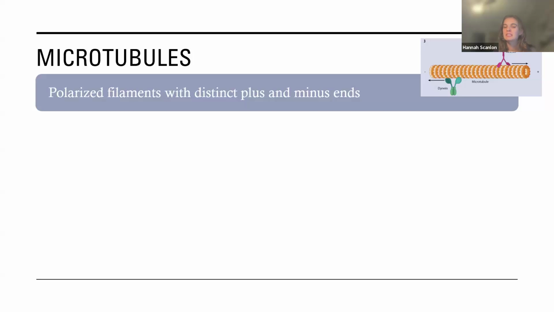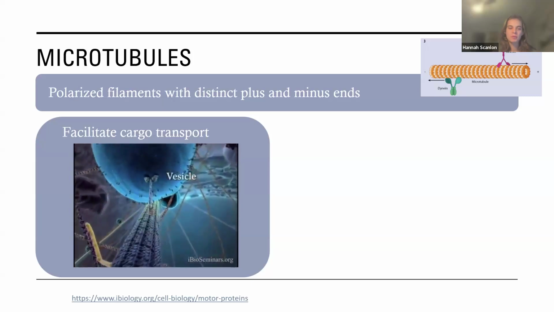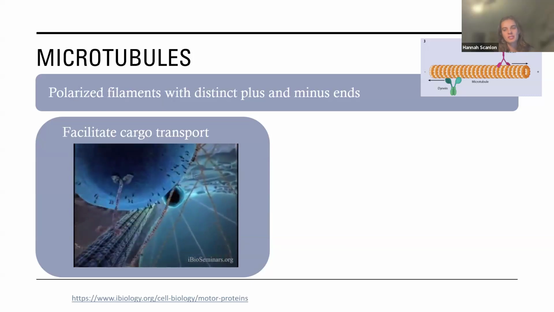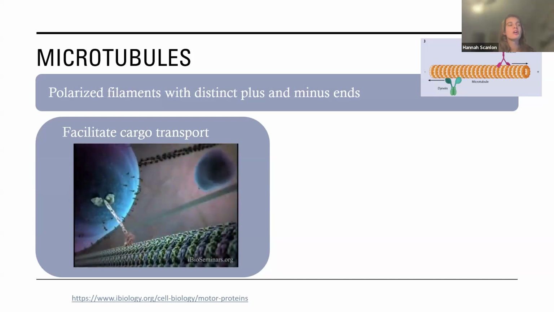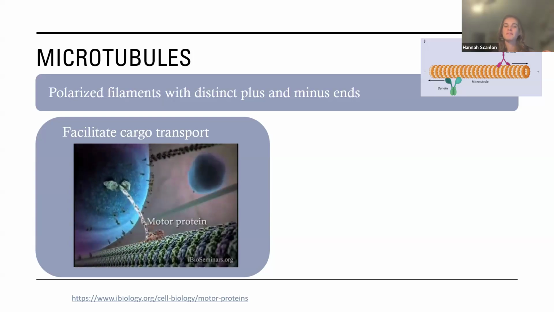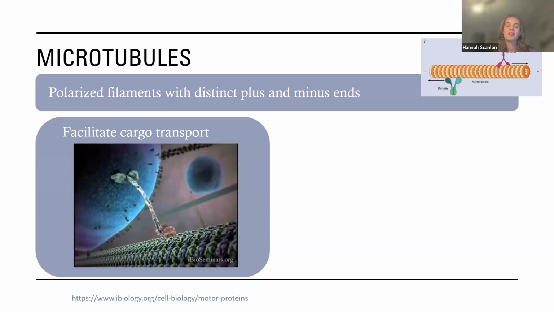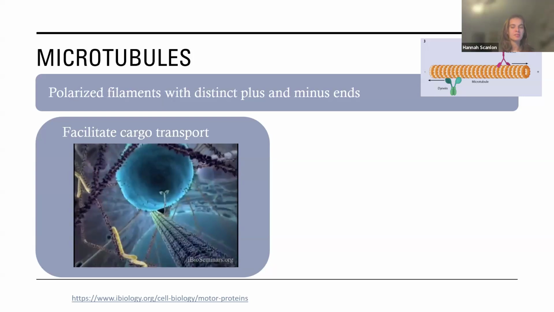Microtubules are polarized filaments that have a distinct plus and a minus end. They provide structure to the cell, and they also facilitate cargo transport. So there are different types of motor proteins that will walk along a microtubule towards either end of the microtubule while dragging cargo along with it. So in this way, microtubules facilitate this cargo transport. Specifically, they can facilitate really long-range cargo transport.